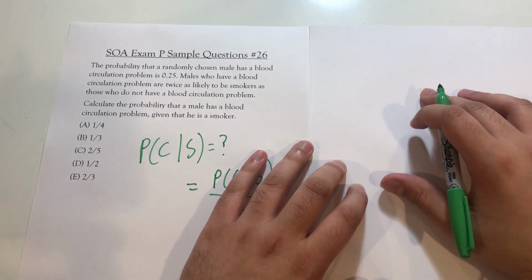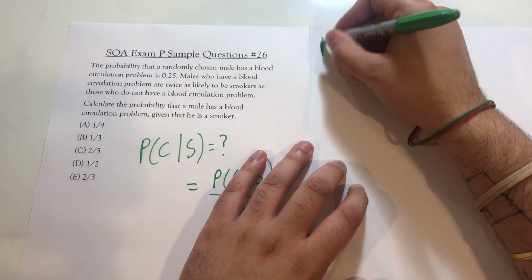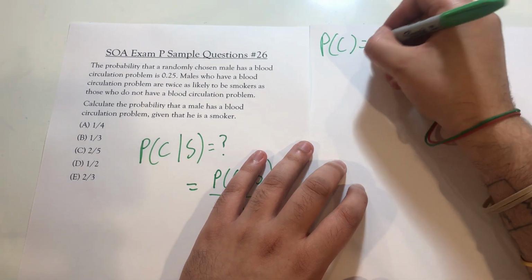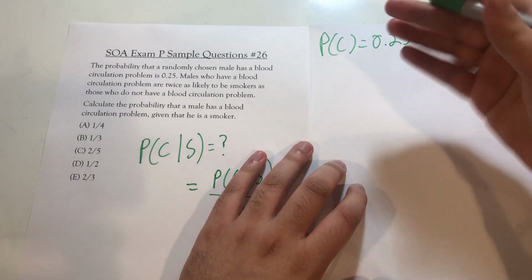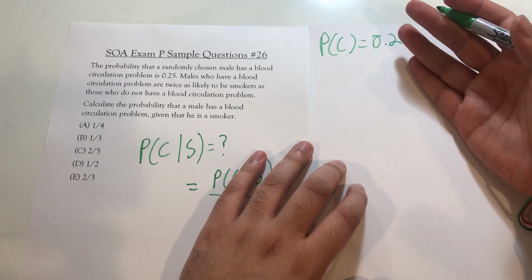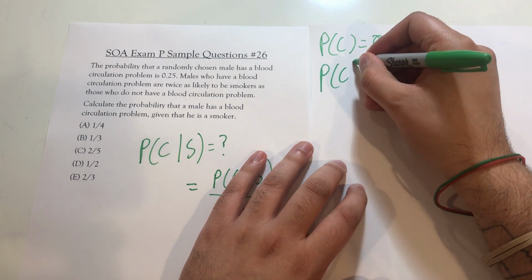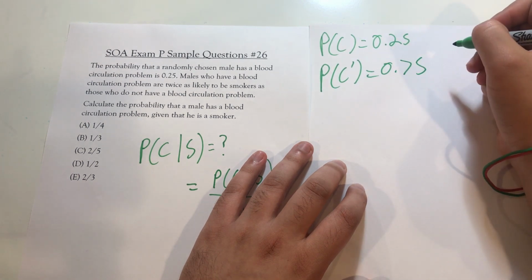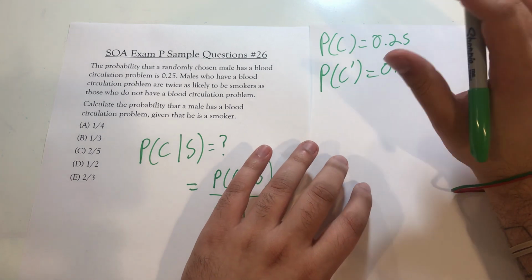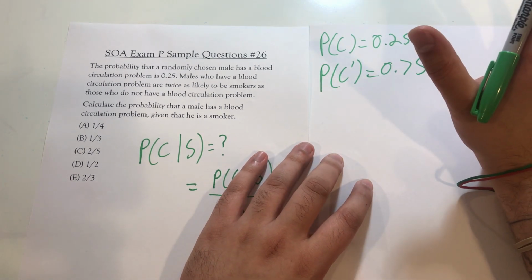So let's look at what the question actually gives us. The probability that a randomly chosen male has a blood circulation problem is 0.25. So probability of circulation problem is 0.25. And you either have a circulation problem or you don't. So the probability that you don't have a circulation problem should be equal to 0.75. Now, this is where the wording can get a bit confusing. It was when I first read it.